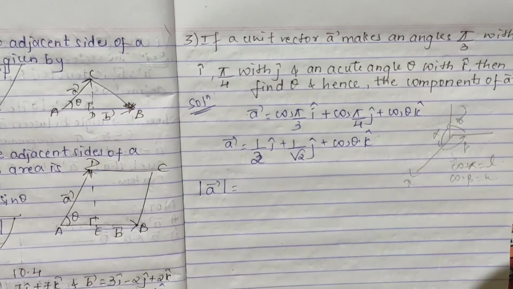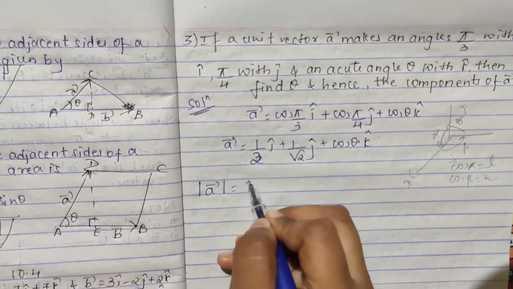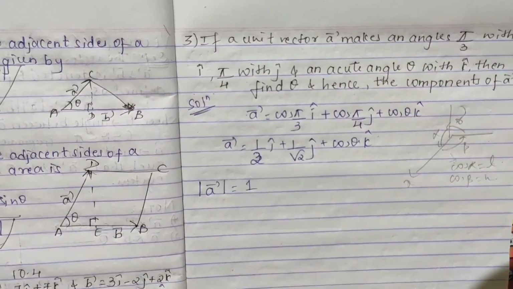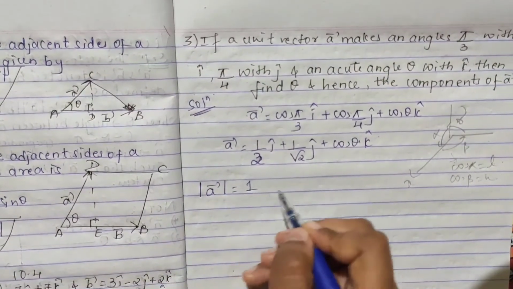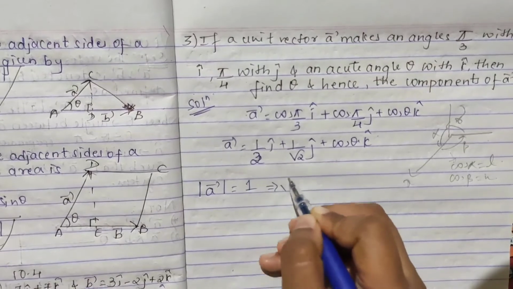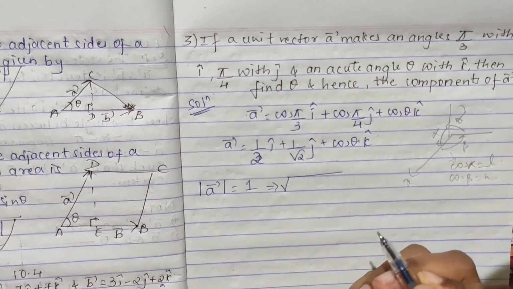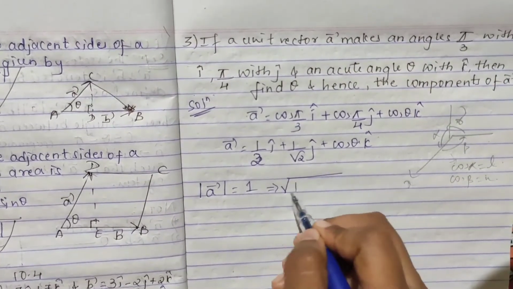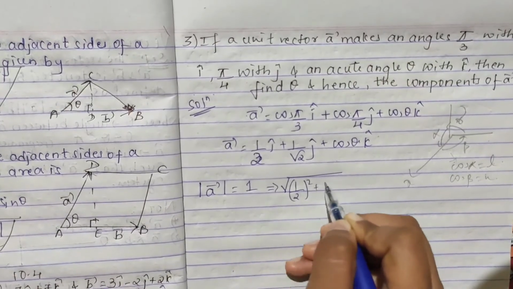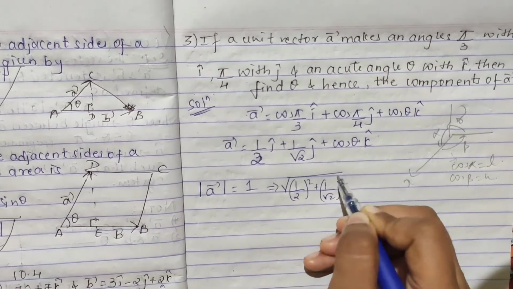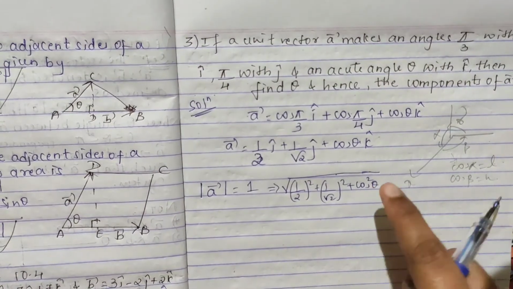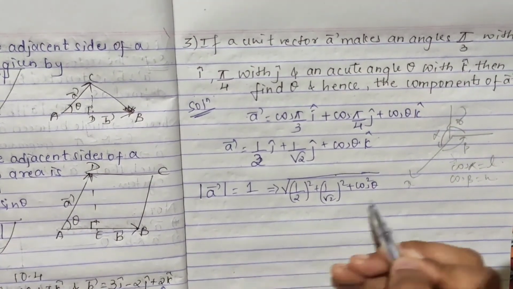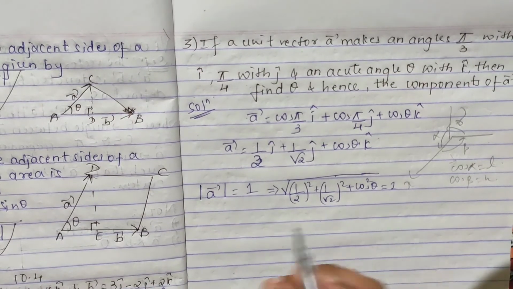Modulus of vector means they are telling it is a unit vector, equal to 1. Unit vector means it is 1 only, right? So modulus of vector A is equal to 1. Here I'll write: modulus of vector means you do it like this, square root of (1 by 2) square plus (1 by root 2) square plus cos square theta, equal to 1.